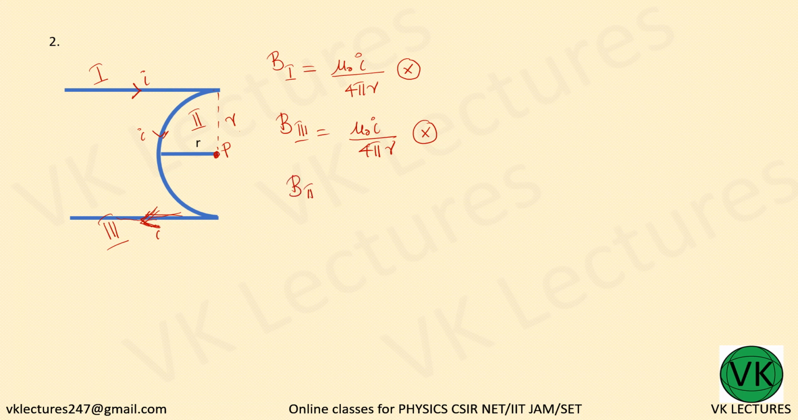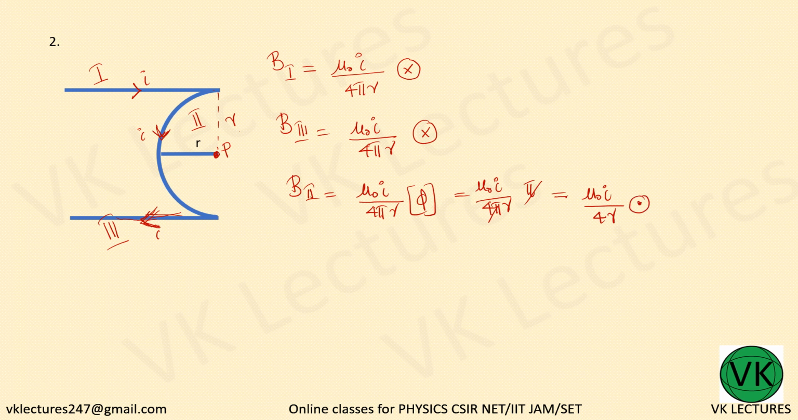magnetic field due to the second portion, that is mu 0 I divided by 4 pi r into the angle, which is equal to mu 0 I divided by 4 pi r. What is the angle here? This is also a semicircle, half circle. So the angle phi will be equal to pi, 180 degree. So this pi and pi get cancelled. Mu 0 I divided by 4r, and this is in which direction? Anti-clockwise direction. The current direction is anti-clockwise. So the magnetic field is out of the plane.